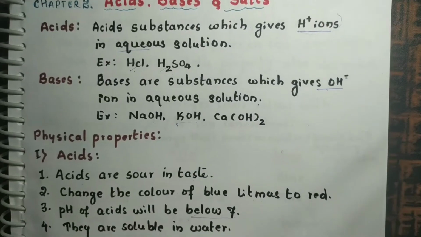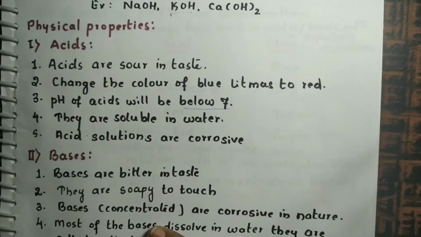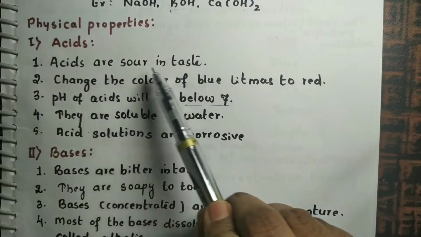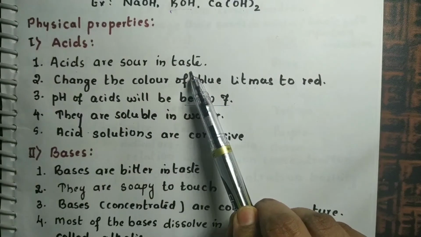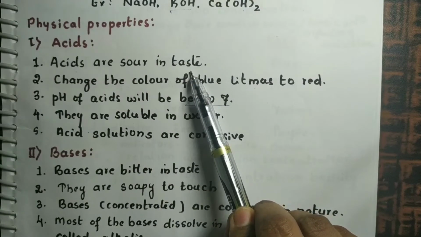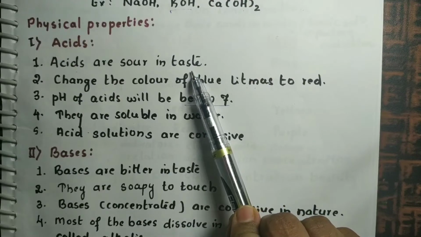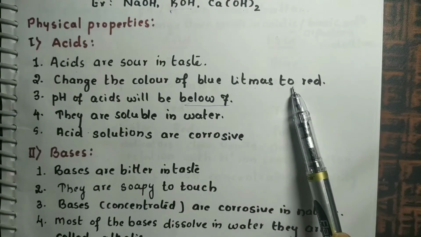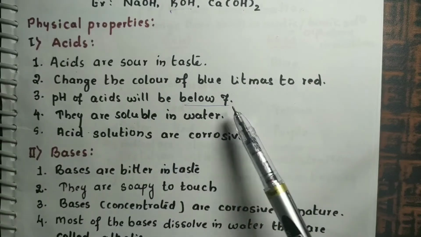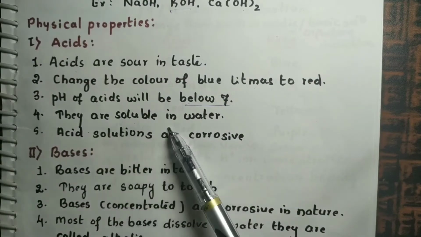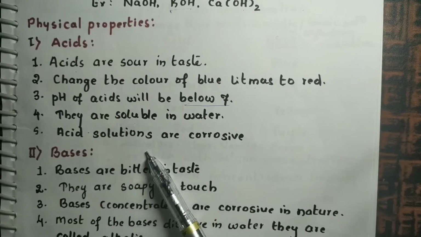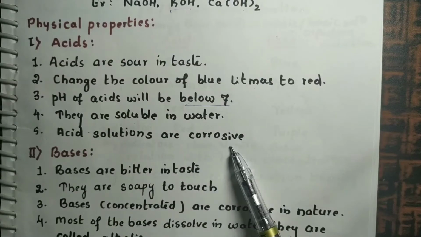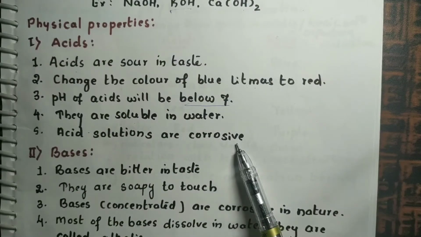Let us see the physical properties of the acids. Acids are sour in taste. We have seen that lemon and other citrus fruits are sour in taste because of the presence of the acids. They change the color of blue litmus to red. pH of acids will be below 7. They are soluble in water. Acid solutions are corrosive. What is corrosive? They have the capacity to damage the things which they come in contact with.